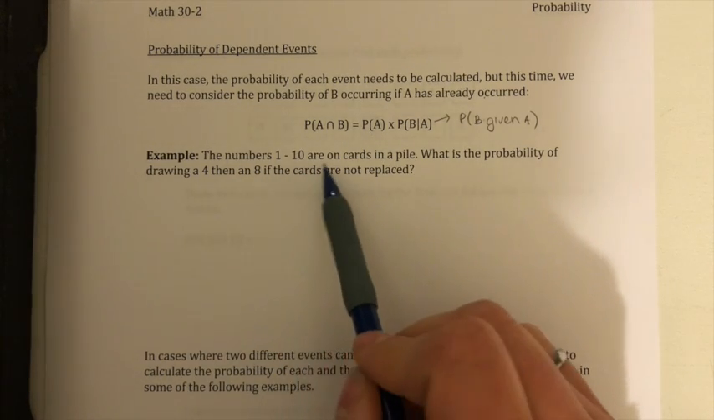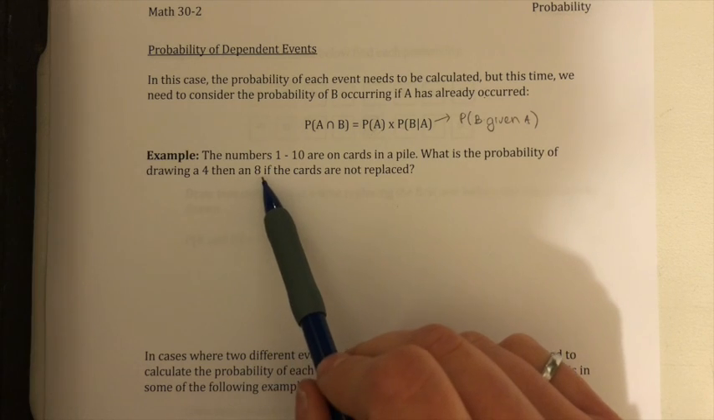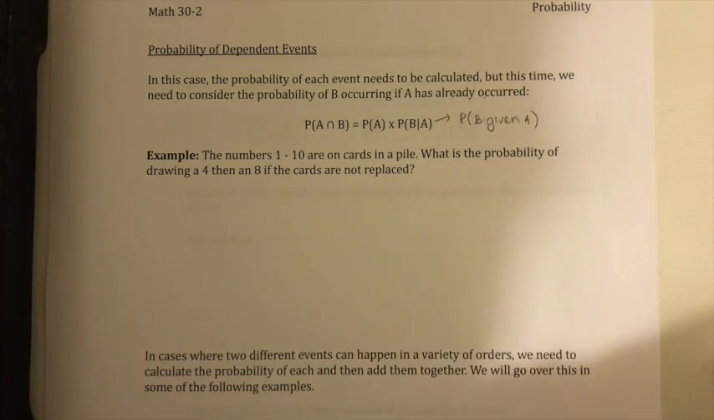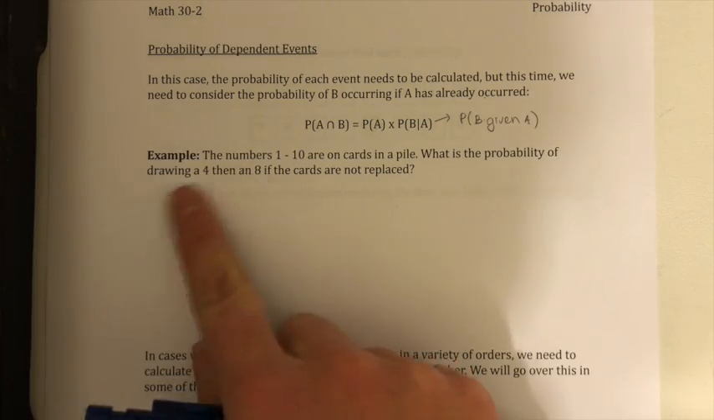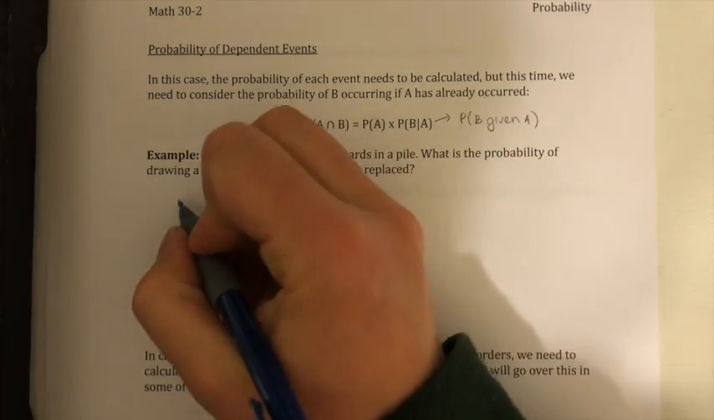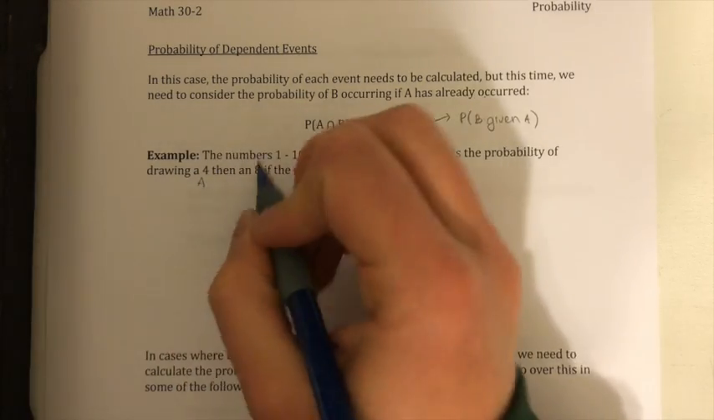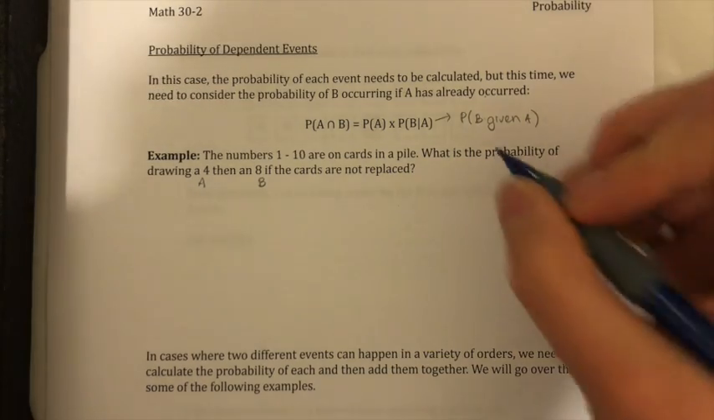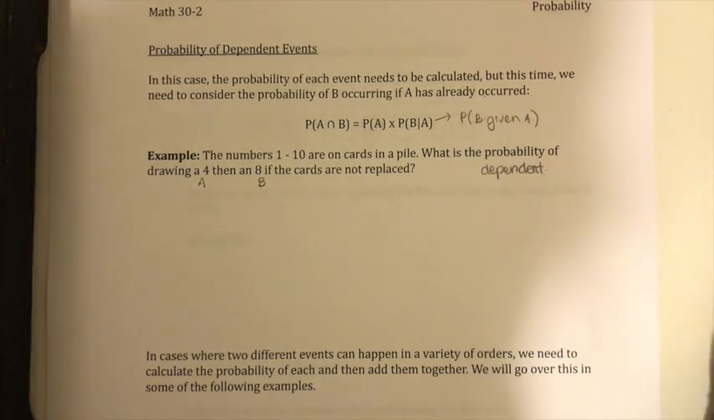So the numbers 1 to 10 are on cards in a pile. What's the probability of drawing a 4, then an 8 if the cards are not replaced? Okay, so basically you're going to pull a card, and then you're going to keep it, and then you're going to pull another card. So we want to know 4, then 8 in that order, okay? So we're going to call the probability of drawing a 4 event A, probability of pulling an 8 event B, and again, these ones are dependent, okay?